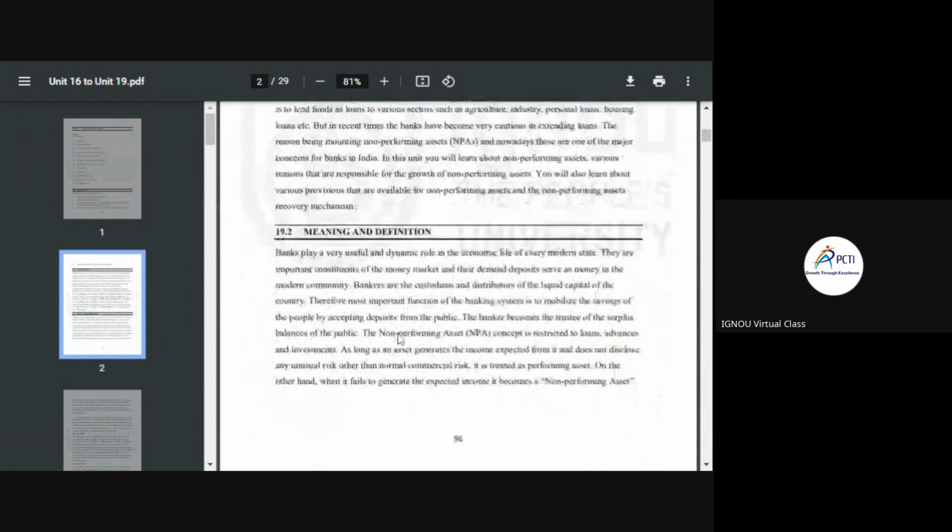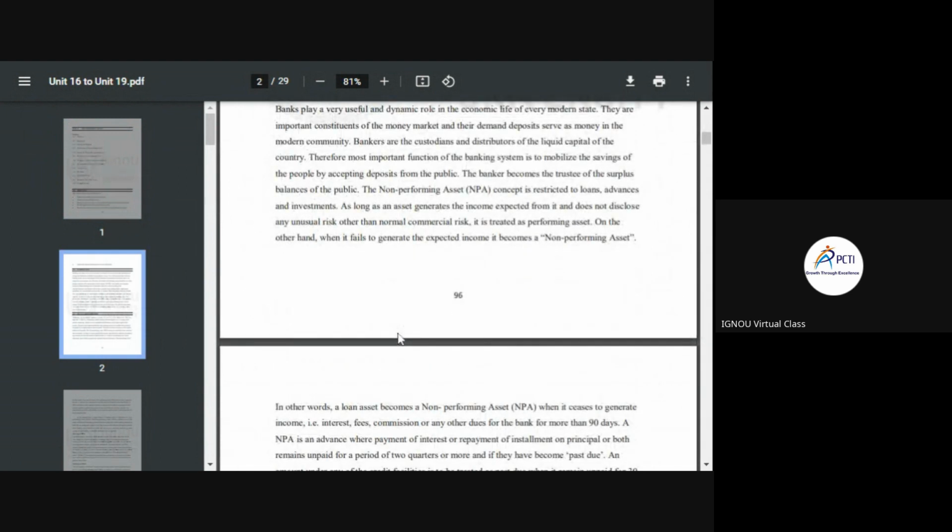So basically, in the meaning and definition, banks play a very useful and dynamic role in the economic life of every modern state. Bankers are the custodians and distributors of the liquid capital of the country, and the most important function of the banking system is to mobilize the savings of the people by accepting deposits from the public. So the banker becomes the trustee of the surplus balances of the public, and the non-performing asset concept is restricted to loans, advances, and investments.